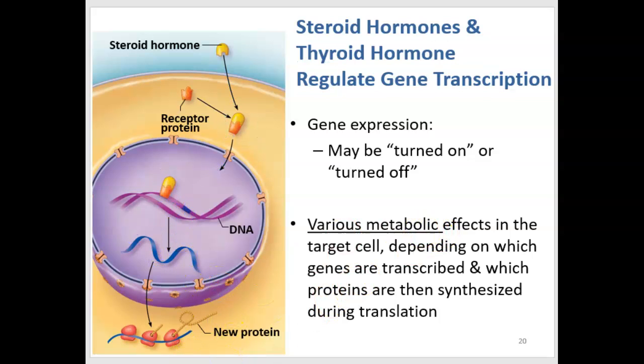Now, the ultimate effect inside the target cell, besides turning on or off the gene, will really vary depending on what the function of that gene is. Okay, it depends on what gene was transcribed and therefore what protein is made during translation. So the ultimate effect varies.